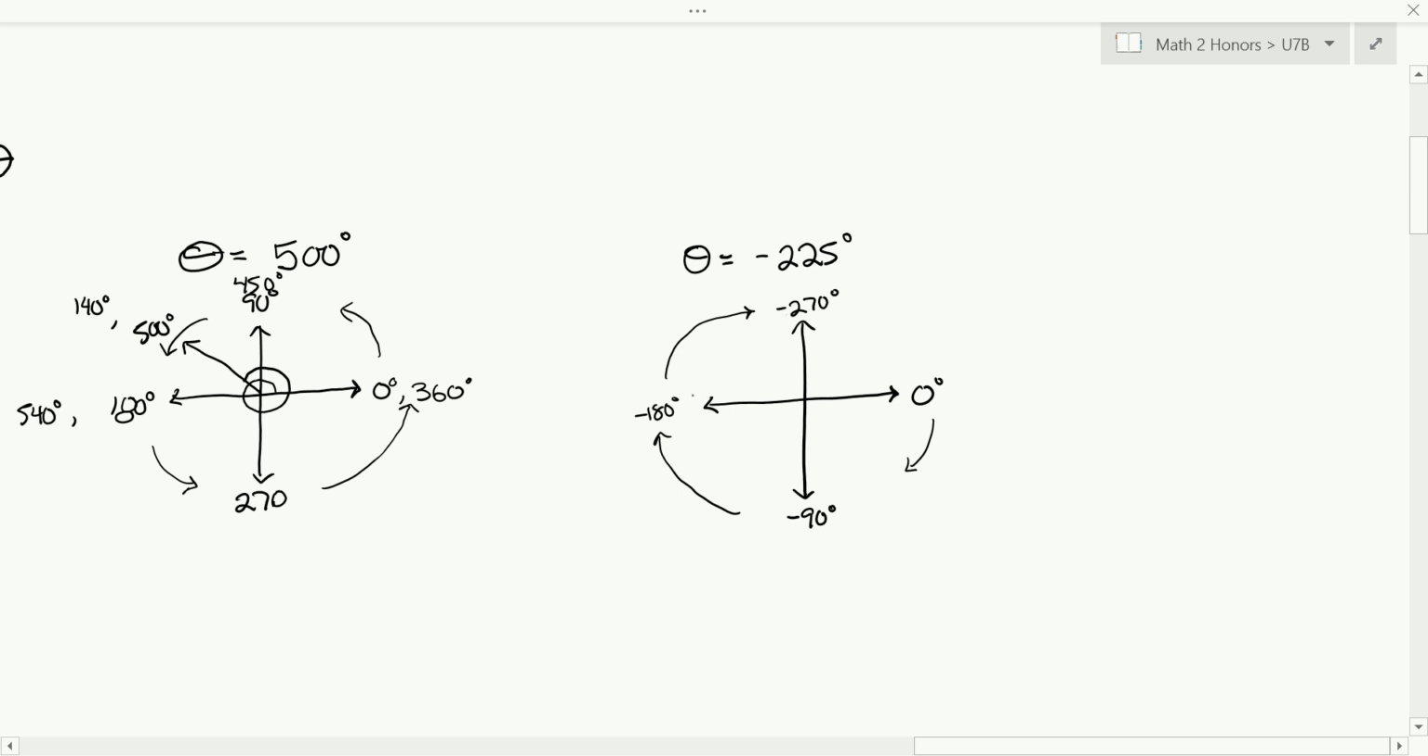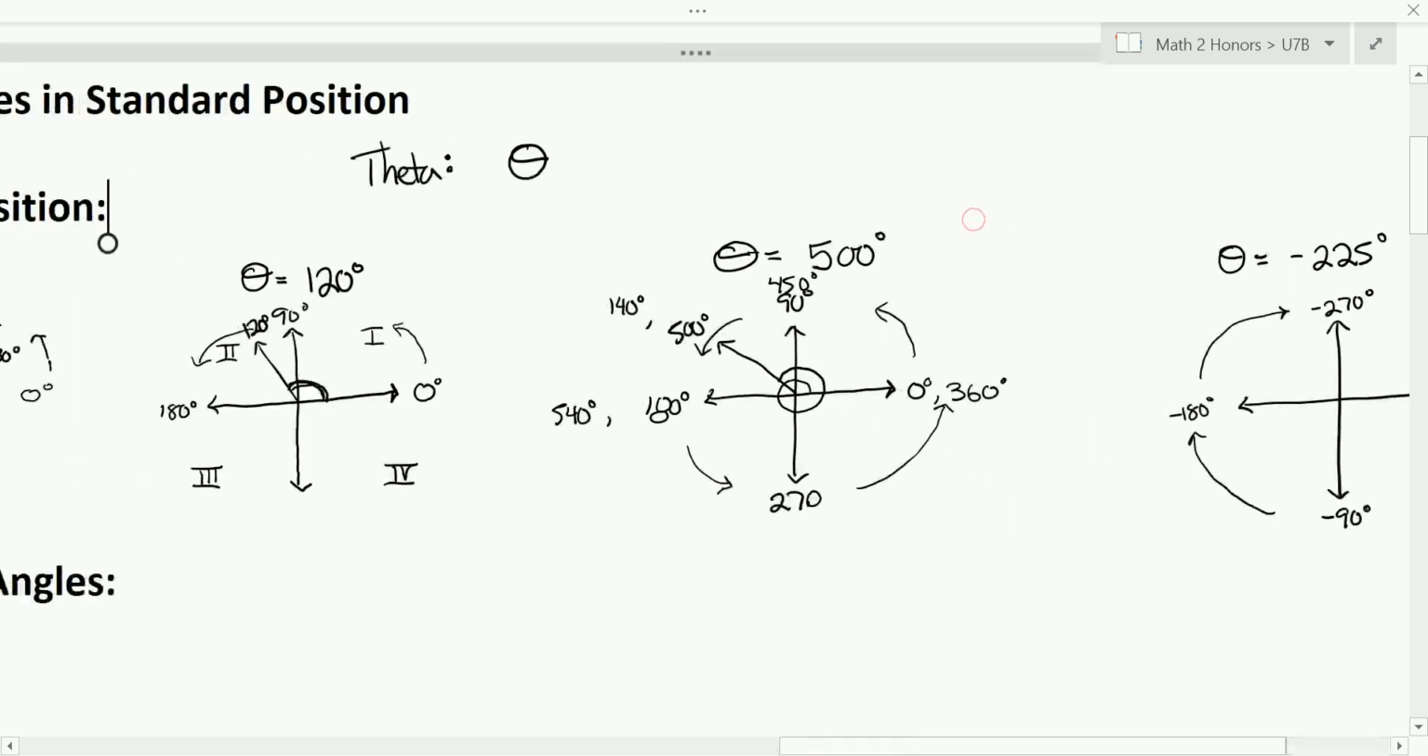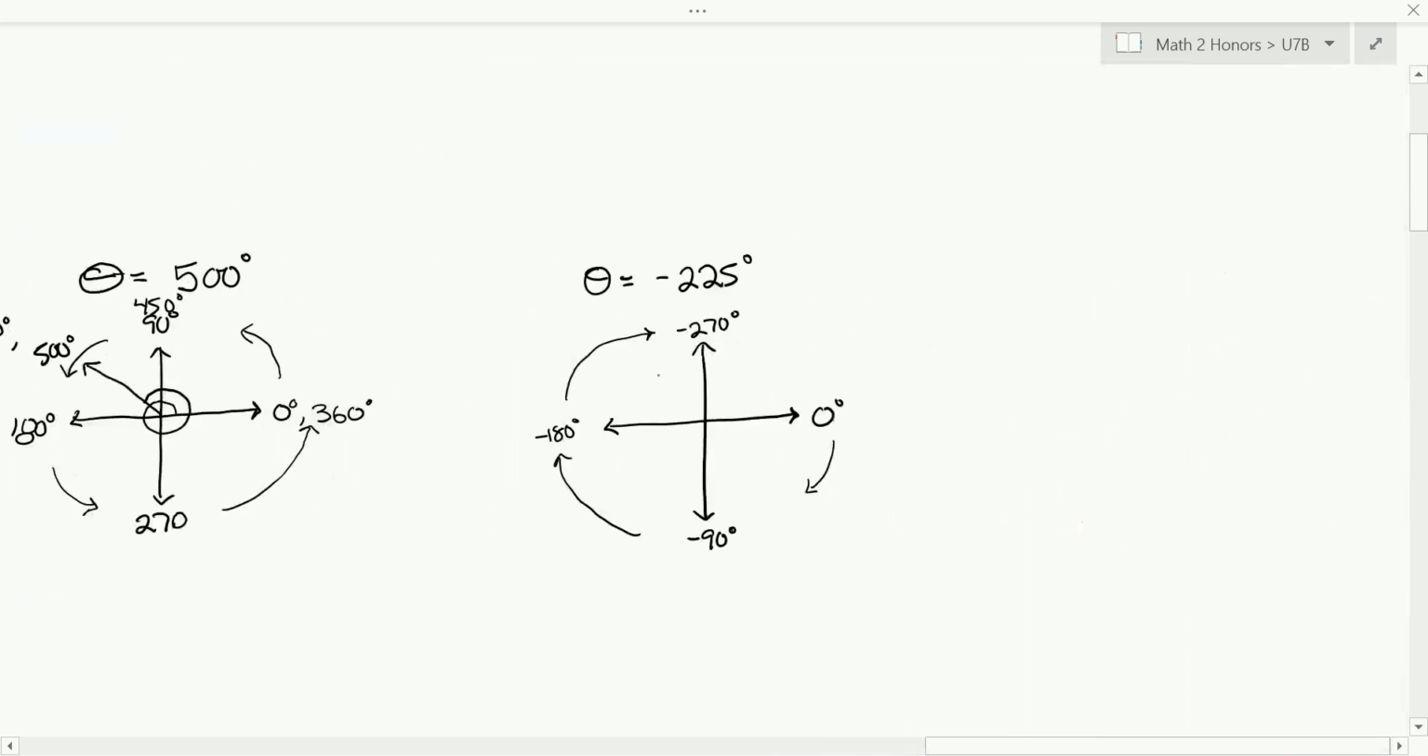Which one's it closer to? It's actually right in between. It's 45 degrees from each of them. Okay. Anybody give me a positive angle that would be shared with negative 225? Not 140. 135, yeah.